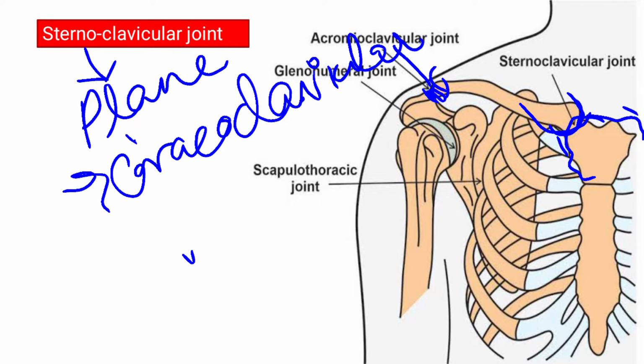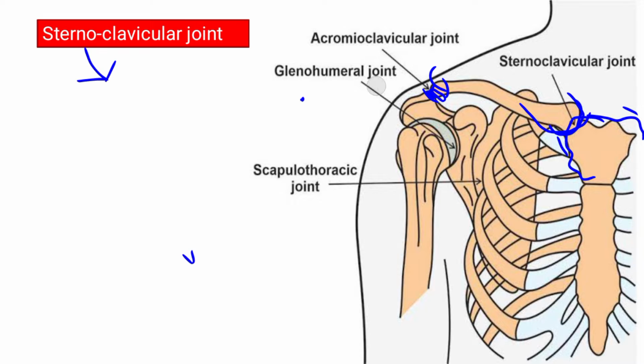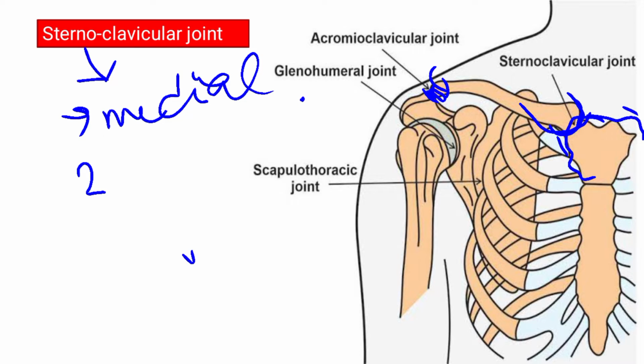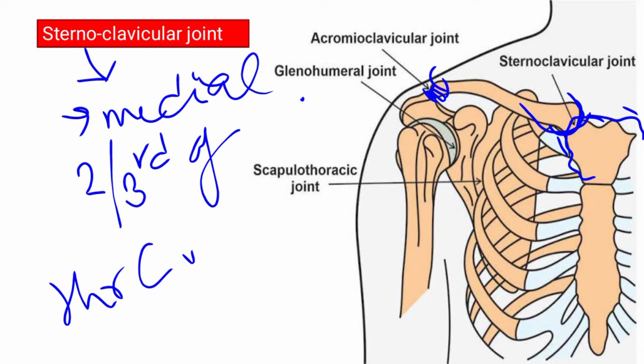The weight of the upper limb is transmitted to the medial two-thirds of the clavicle and thence to the axial skeleton through the coracoclavicular ligament. Write this point: the weight of upper limb is transmitted to the medial two-thirds of the clavicle and thence to the axial skeleton through the coracoclavicular ligament.